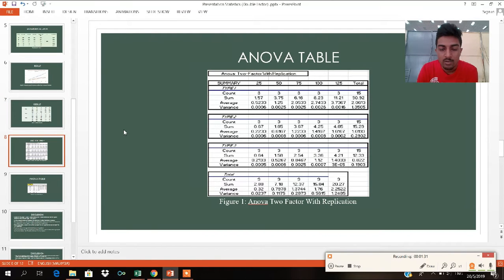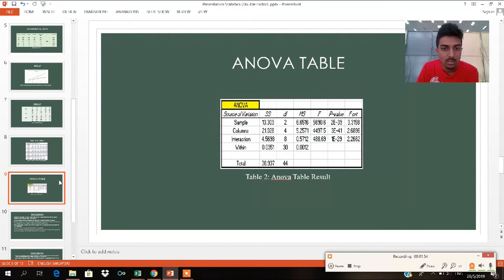This is the Anova table we obtained by using Microsoft Excel, and this is the Anova table for the two factor with replication. You can see this is the summary of all the 5 masses and the types of rubber band, type 1, type 2, type 3, and the total we calculated from it: the count, the sum, the average, and the variance. And this is the Anova table result, which I mentioned previously. We can find the degrees of freedom, F value, P value, F critical, and SS.